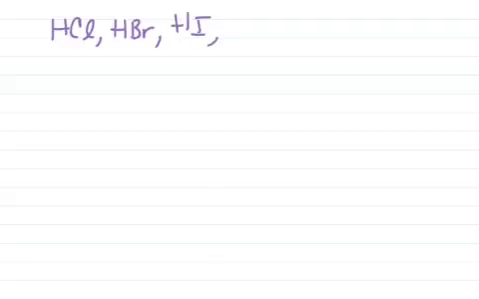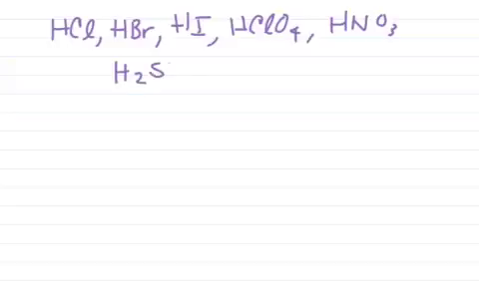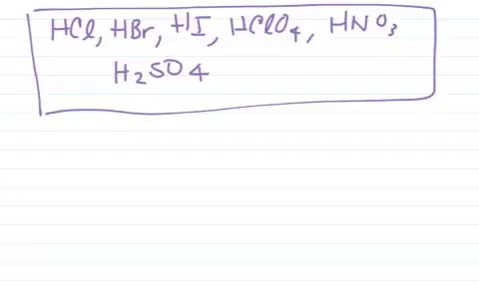So our 6 strong acids are hydrochloric acid, hydrobromic acid, hydroiodic acid, perchloric acid, nitric acid, and sulfuric acid. So there are 6 strong acids, and it's just easier to remember these 6 strong acids.